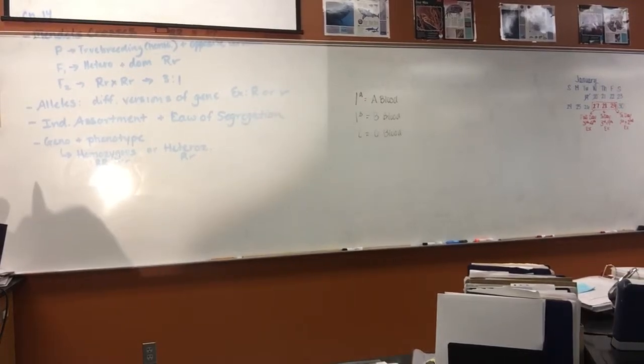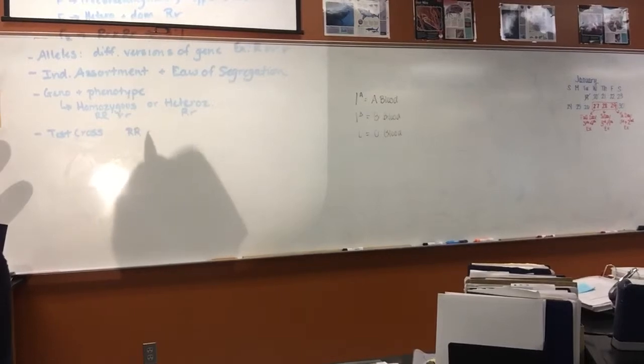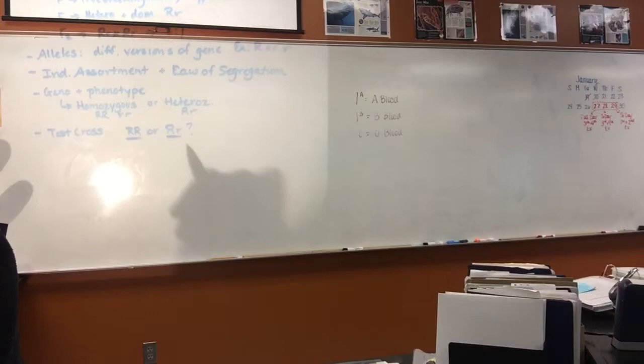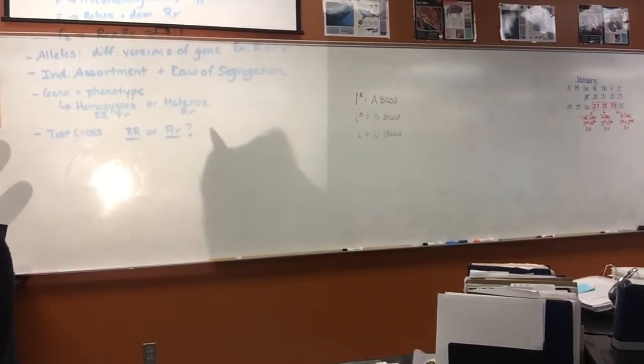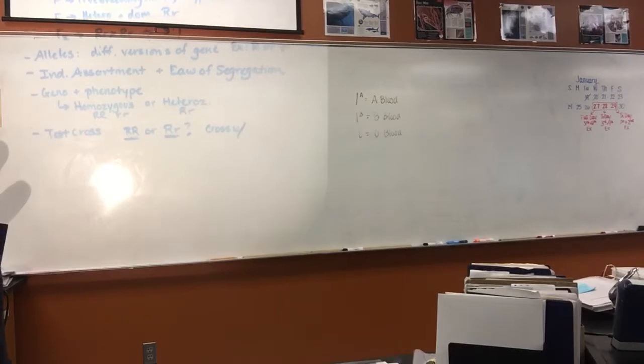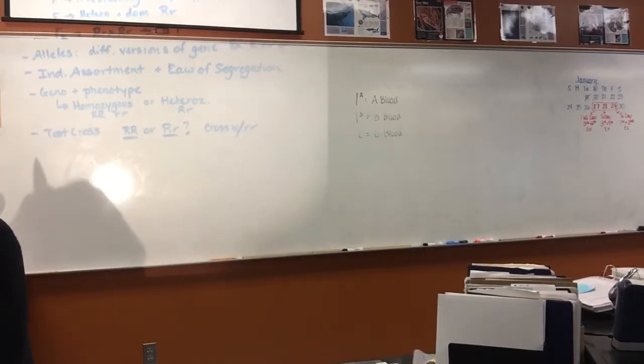If we don't know the genotype of the dominant parent, we can perform a test cross. So the test cross, what does that mean? If an individual shows the dominant trait, they could be big R, big R, or big R, little r. So how do you tell which it is? We cross it with what kind of individual? Homozygous recessive. And that way, if you see any kids that are recessive, you know the parent had to be heterozygous. Okay?